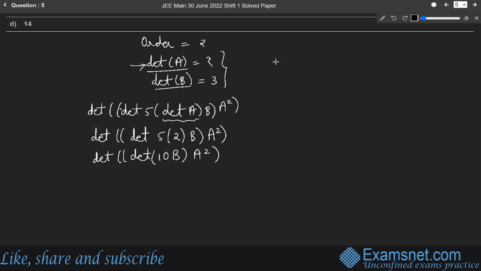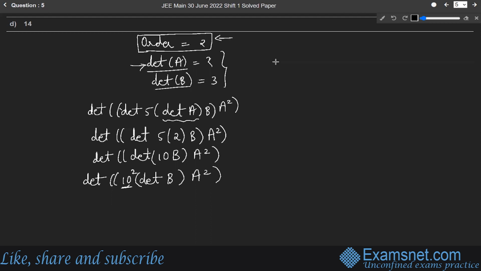Now, if we take this 10 outside, then it will be 10 square. Why it will be 10 square? Because the order is given to us, which is 2. It means that whatever the terms come out, it will always be in the power of 2 because the order is 2. So let us take this 10 outside, so it will be determinant of 10 into determinant of B into A square. Since we have taken it outside, it will be 10 square just because the order is 2.